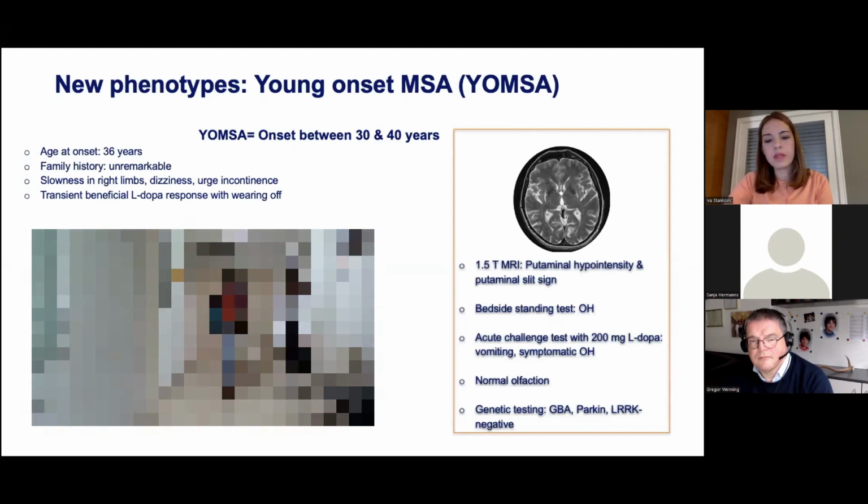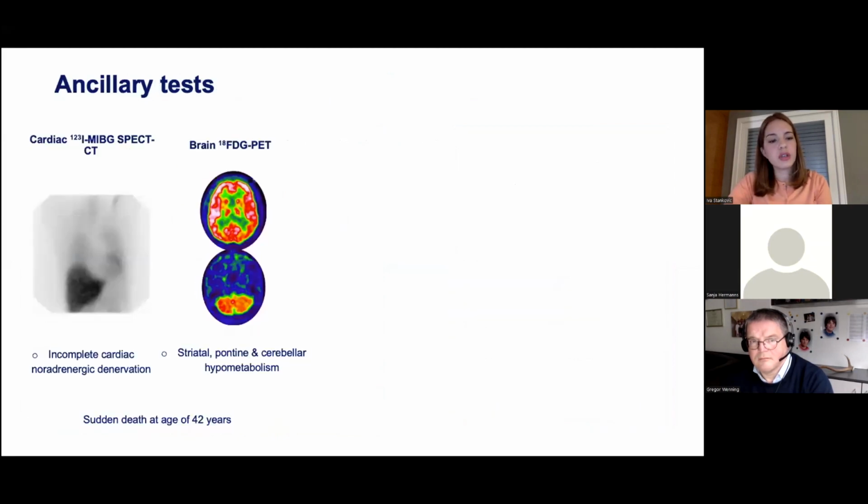And then you can see that he had very severe bladder impairment with retention that required catheterization, also orthostatic hypotension and typical MSA signs on MRI. Further investigation showed that he had incomplete cardiac noradrenergic denervation on MIBG SPECT, and the pattern of striatal, pontine, and cerebellar hypometabolism on FDG PET.